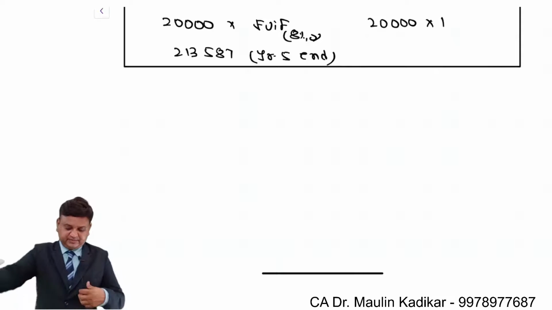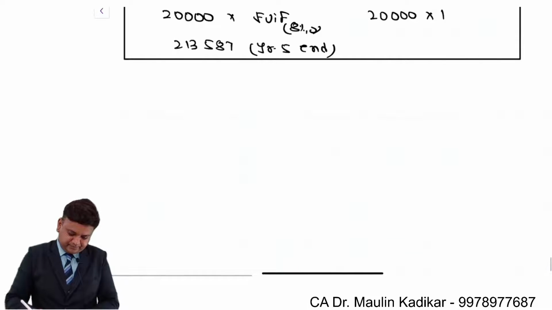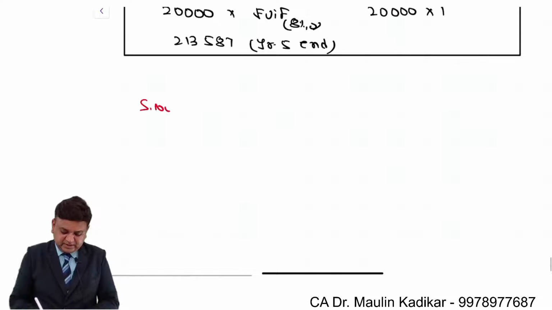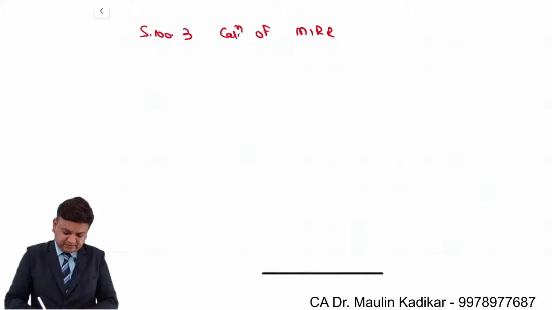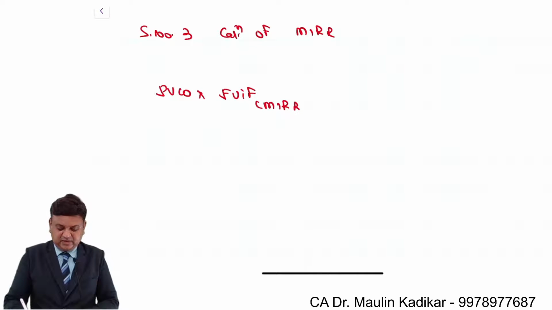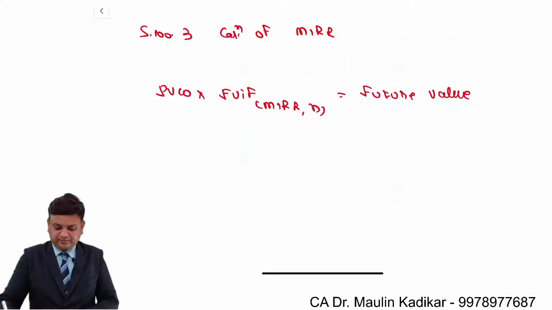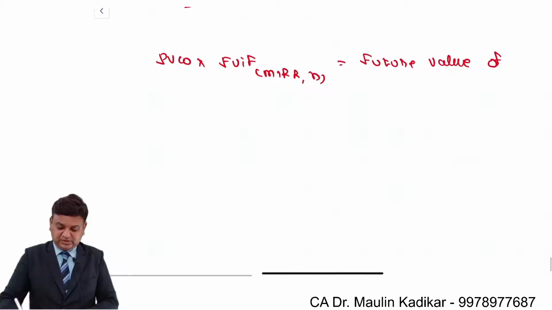Okay, now step number 3. Step number 3 is calculation of MIRR. For that, we will use the formula like this: present value of the cash outflow into future value interest factor at MIRR for n number of years is equal to future value of internal cash accruals.